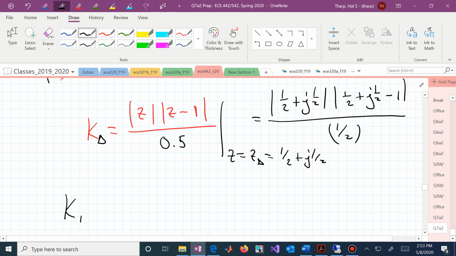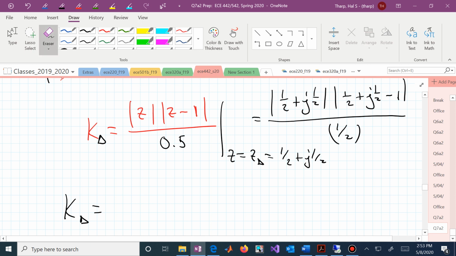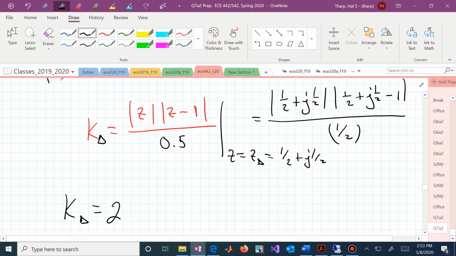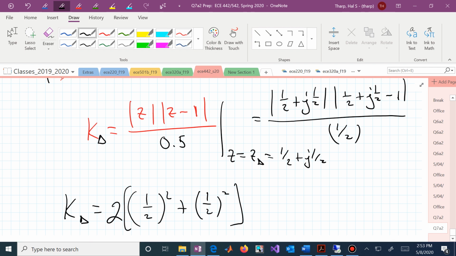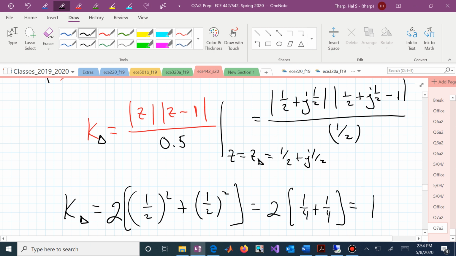So in this case, our k delta is going to be, this produces a 2 in the scaling factor out front, and we have then 1/2 squared plus 1/2 squared, square rooted, times that same expression, maybe minus 1/2 squared plus 1/2 squared, but we're squaring that. So we really have 2 times 1/4 plus 1/4, or 2 times 1/2, which is 1. And that's the answer for this particular problem.